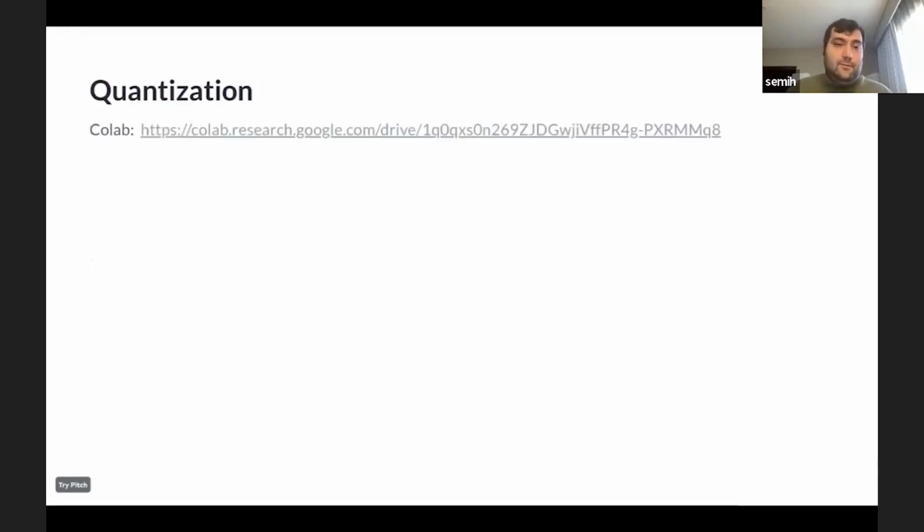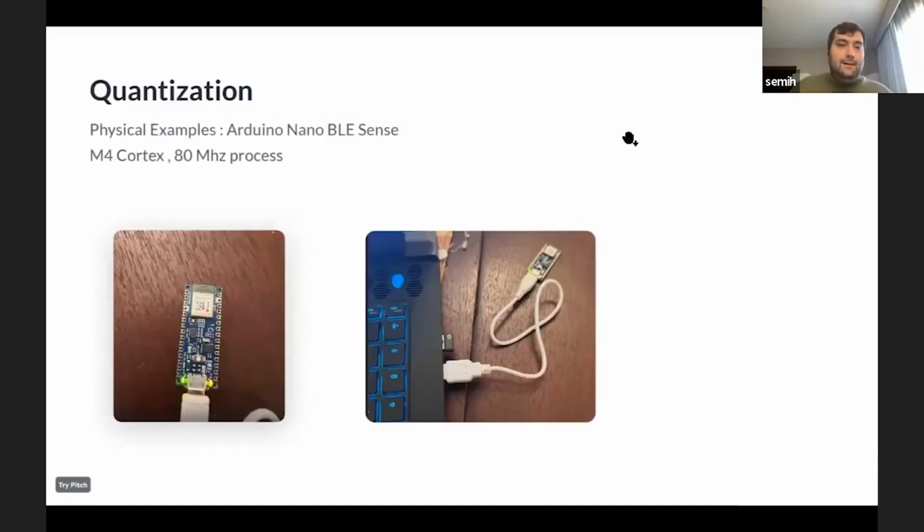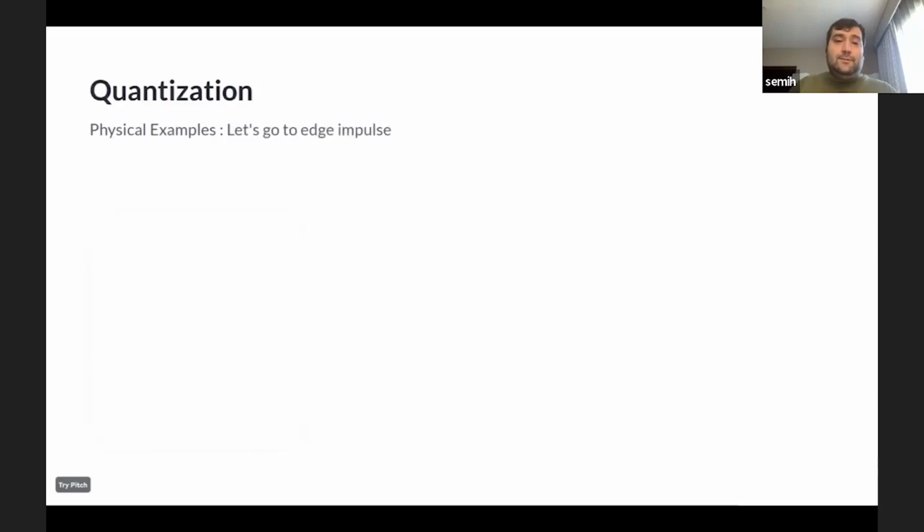So I might be a little bit low on time. I will come to the quantization Colab later if I have time. But I want to first show you very quickly a physical example. This is something that I also worked on, where we have the Arduino Nano BLEs that we would like to see in action in Edge Impulse. Let me show this project in Edge Impulse.